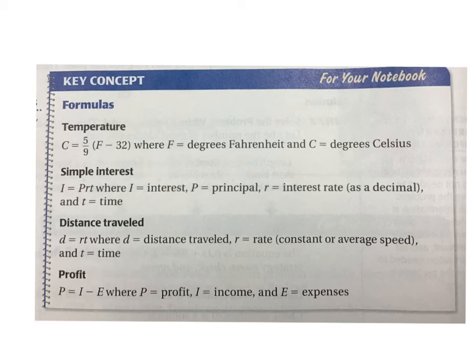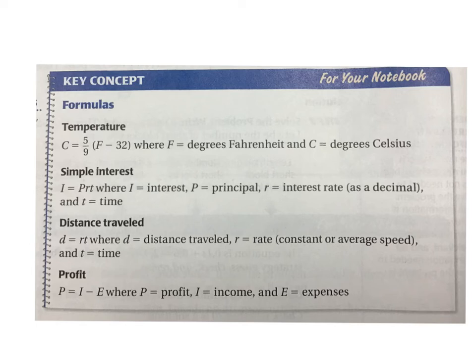If you know what Fahrenheit is, you plug that in where the F is and solve, and you'll get your Celsius. If you know what the Celsius is, you plug that in and solve for F, and you'll know what Fahrenheit is. Simple interest, this is dealing with money, okay? Interest equals principal times rate times time. Okay, so simple interest is how you can calculate how much interest you're going to be charged when you borrow money or if you loan money and are charging interest.